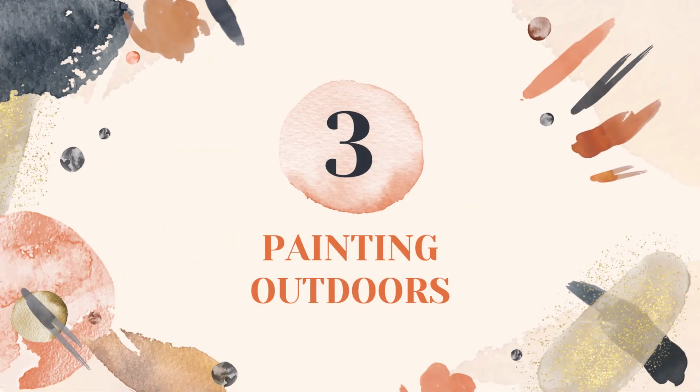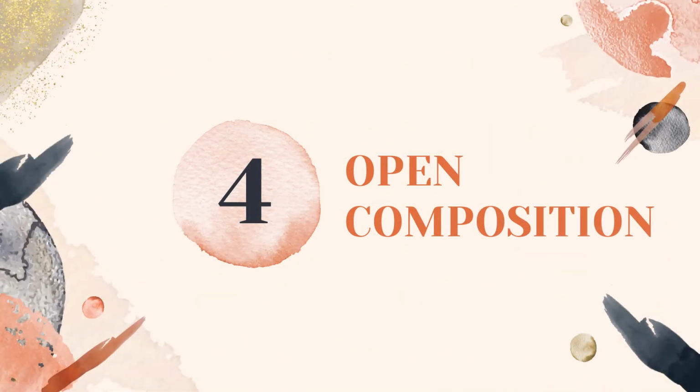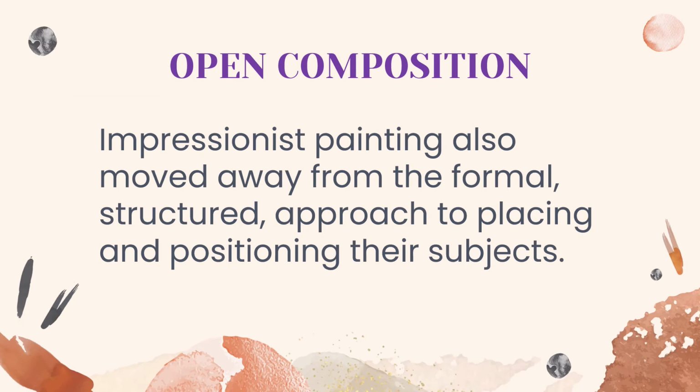Next, we have painting outdoors. Previously, still lifes, portraits, and landscapes were painted inside the studio. The Impressionists found out they could best capture the ever-changing effects of light on color by painting outdoors in natural light. And lastly, open composition. Impressionist painting also moved away from the formal, structured approach to placing and positioning their subjects.